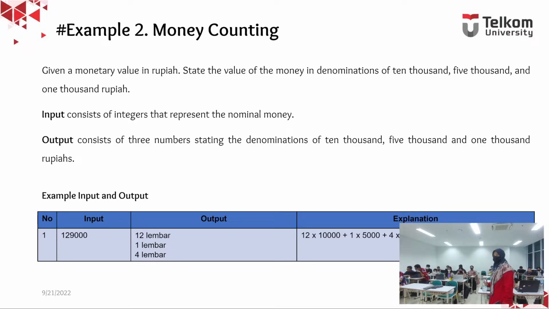So, for example, if we have 129,000 rupiah, how many pieces of 10,000 rupiah should we give to the seller? So, what do you think the algorithm is? The answer is 12 pieces of 10,000, plus 1 piece of 5,000, plus 4 pieces of 1,000 rupiah. How to get this result?